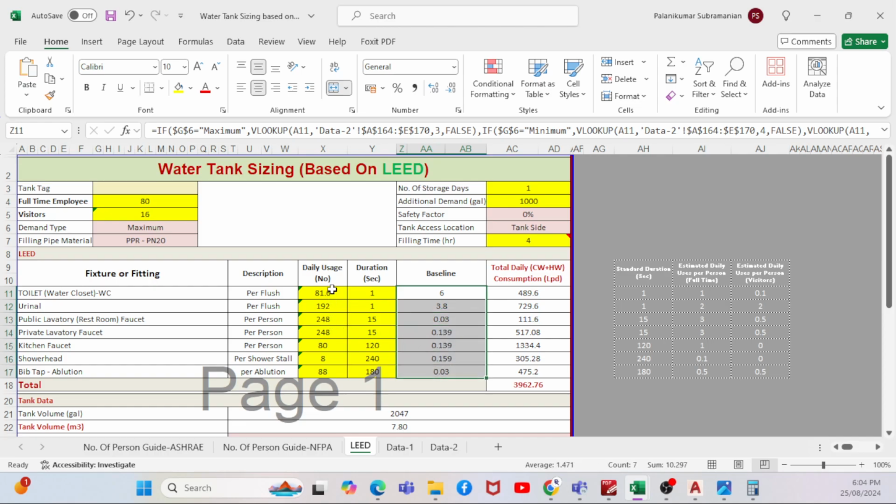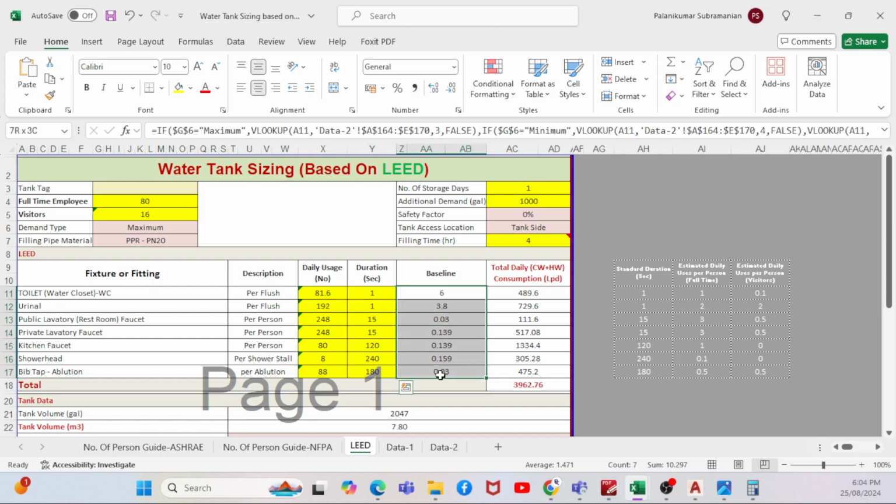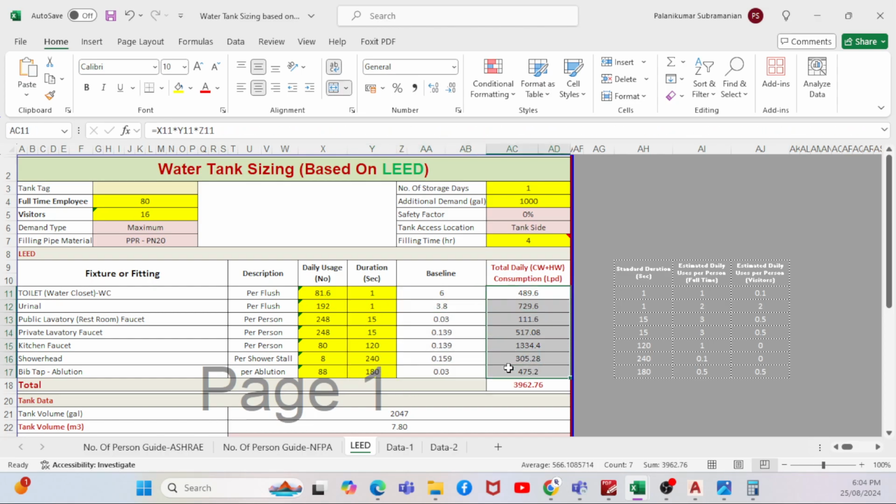Then this is the daily number of daily usage. Then there is a duration here. Then there is a baseline value, then there is a total consumption. So here what you are going to calculate is based on the number of employees. If you go to LEED, they will say that based on the number of employees, you can say there are full-time employees and there are visitors.